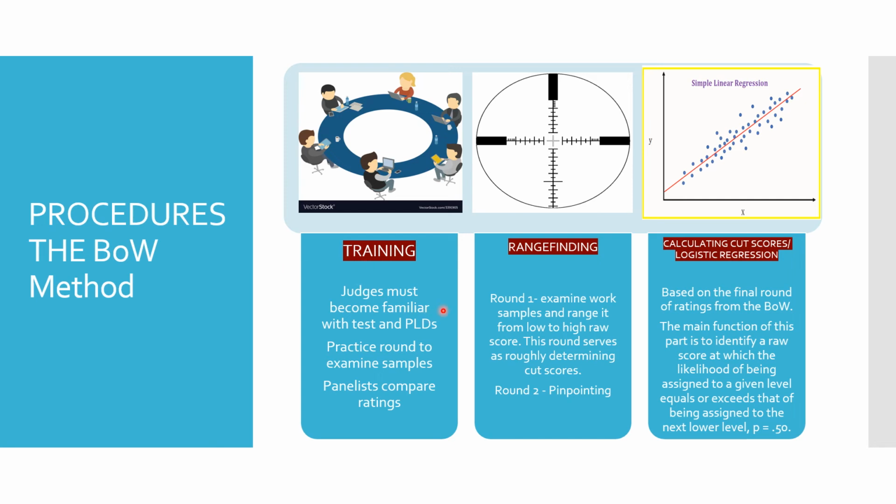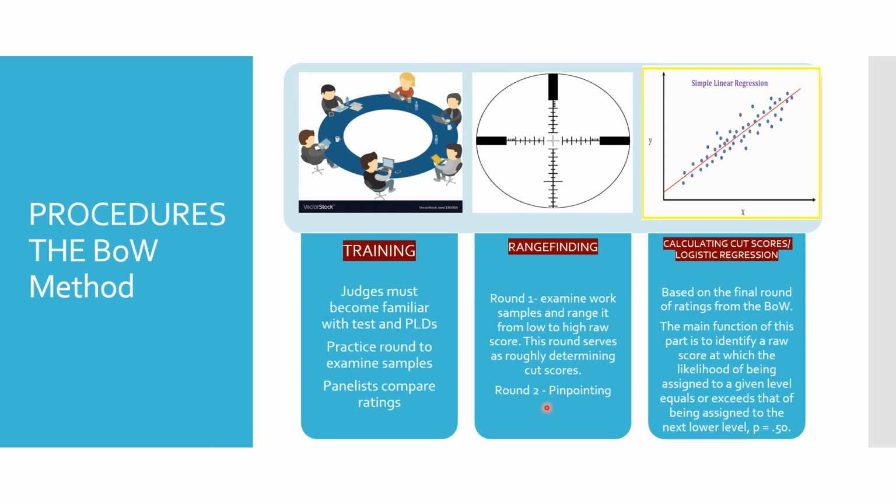So under training, what is important here is that the judges become familiar with the performance level descriptors. This is very important. So for example, let's say the category advanced, the judges should know what that looks like, what is the quality. In training you have a practice round so that they can examine samples, so it's kind of like a simulation. In range finding, they examine work samples and range them from low to high raw score. So this round serves as roughly determined cut scores. For round 2, pinpointing, I will look at that just now.